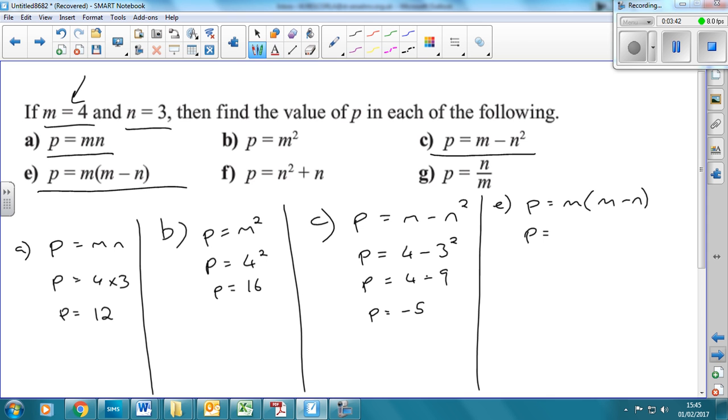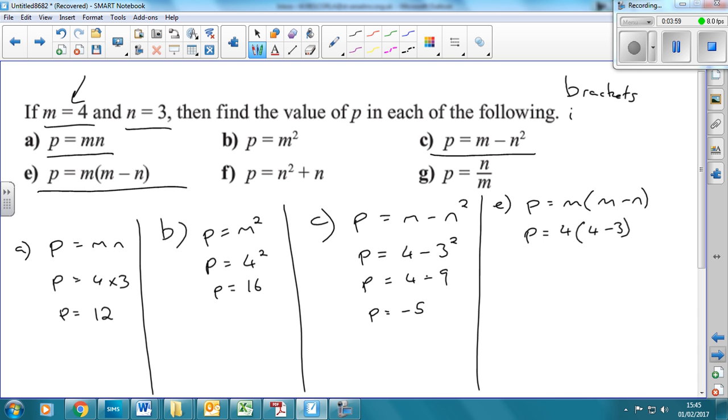So if we then replace the letters, m is going to be replaced by 4. And that's going to be 4 bracket 4 take away 3. So we're going to do the brackets bit first, just like BIDMAS or BODMAS. So this is going to be brackets. That's the first thing we do.